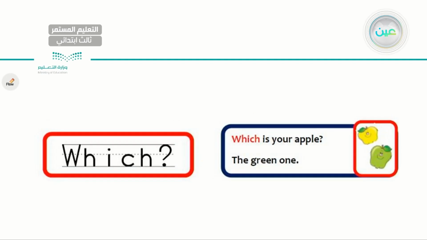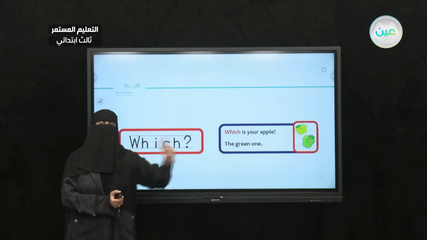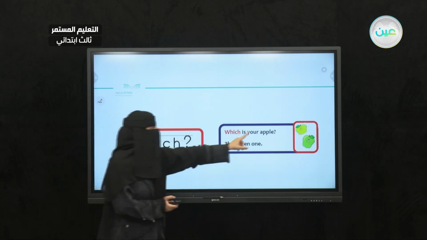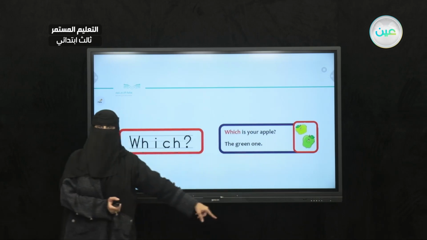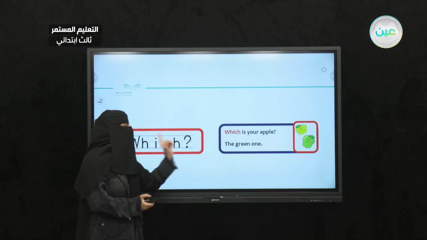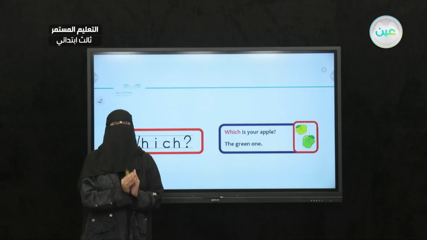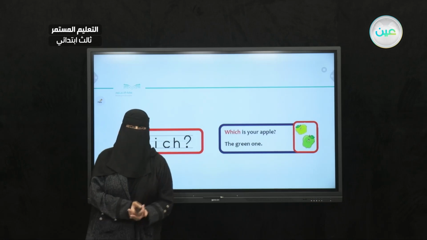Which, if I want something specific. Which is your apple? So here I know it's an apple, right? But I have two apples. Which one is yours? Is it the yellow apple or the green apple? So I need the specific answer. Which one is yours? The green one. So I know it's an apple, but I need to know which apple is yours, okay?